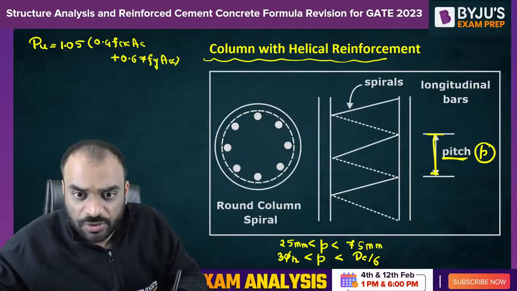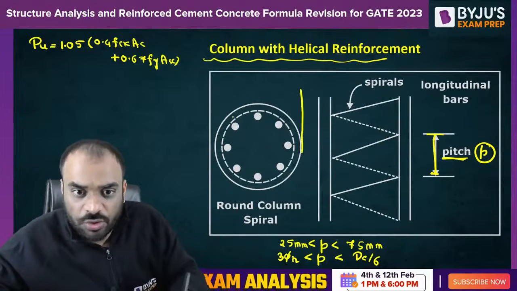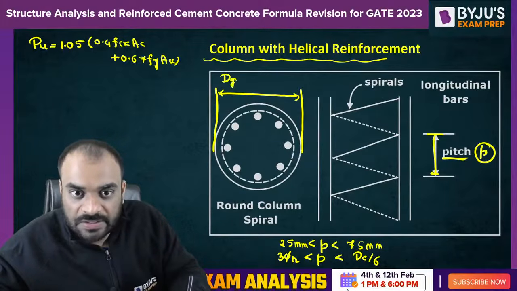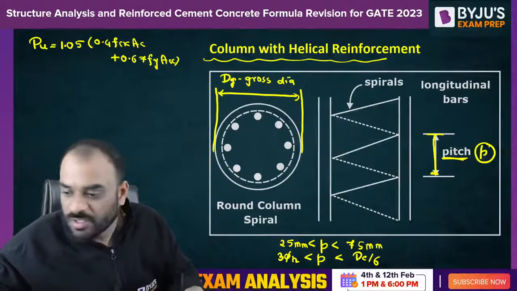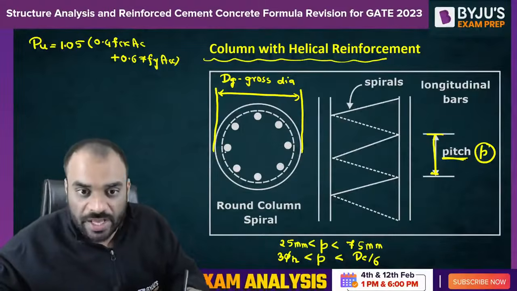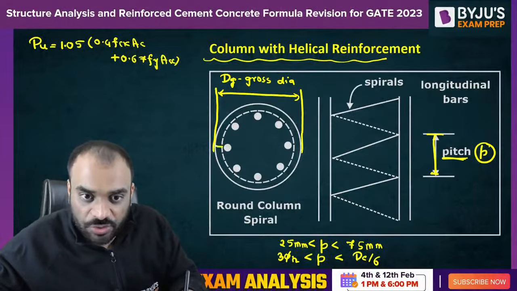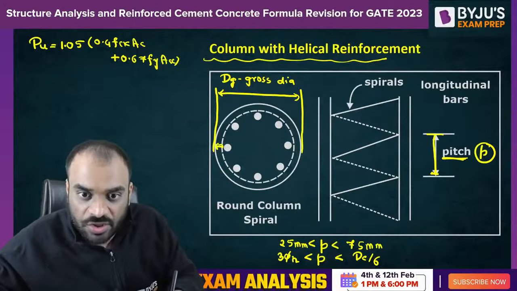So let me explain it also. Guys, the outer to outer dia will be the gross dia of the column. DG is nothing but gross dia of the column. Now how can you calculate the core dia? So this is our core. You need to consider what is our clear cover. So this is clear cover.